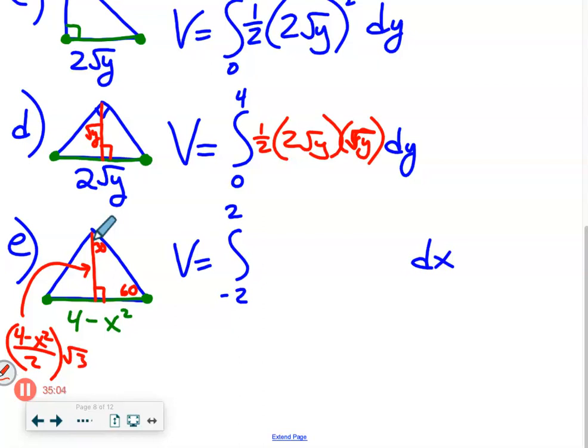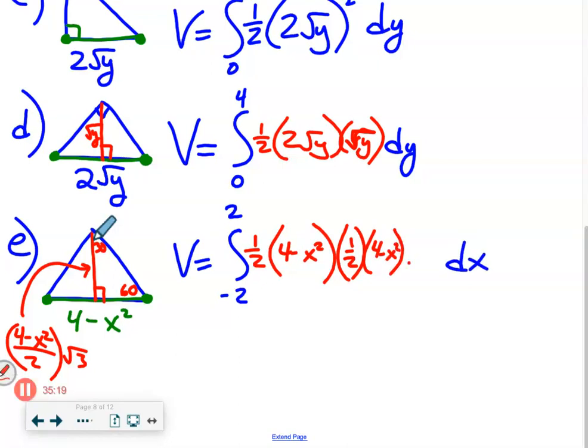So the area of your triangle would be 1/2 times the base times the height, which is 1/2 times 4 minus x squared times root 3. And obviously you could clean this up a lot.